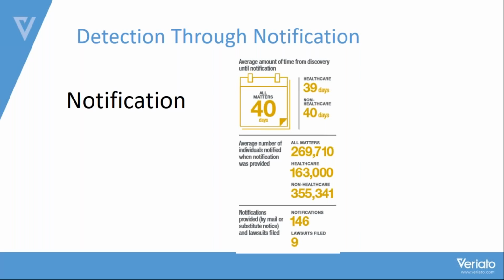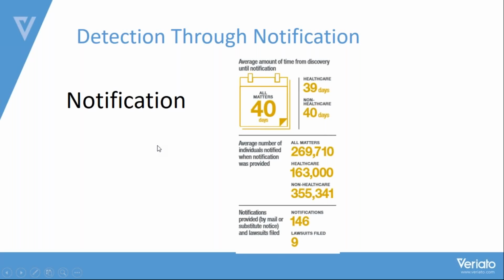Next is notification. I've got to tell people. The average amount of time from discovery to notification is about 40 days for all matters. A little different for healthcare and non-healthcare, but they're very close. The average number of people I have to tell, get this, is 269,000 plus, that I have to notify that their records have been stolen, that they're at risk of their identities being stolen, or money being stolen from their account, or their healthcare records being compromised.